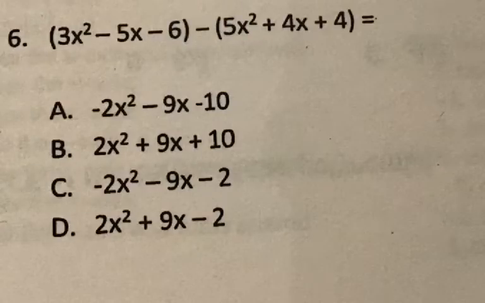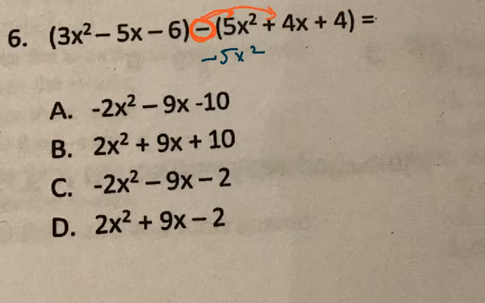Number 6, now this one's more important in a way because a lot of you guys forget about it. With a minus, you got to distribute that minus. So what we really have there is a minus 5x squared. And what we have right here is a minus 4x. And then finally, the minus with the 4 makes minus 4.